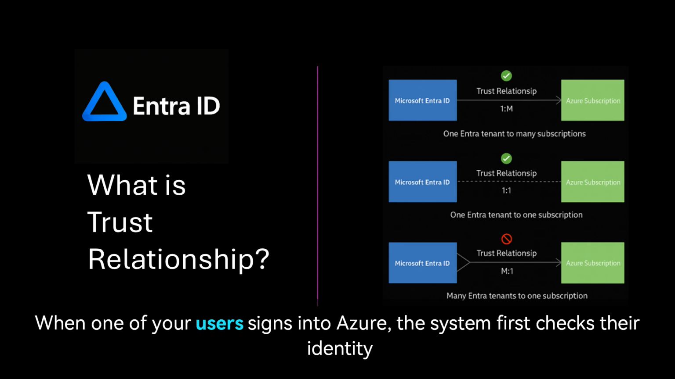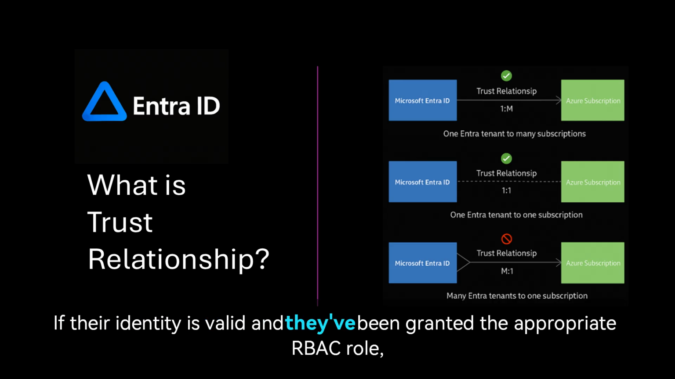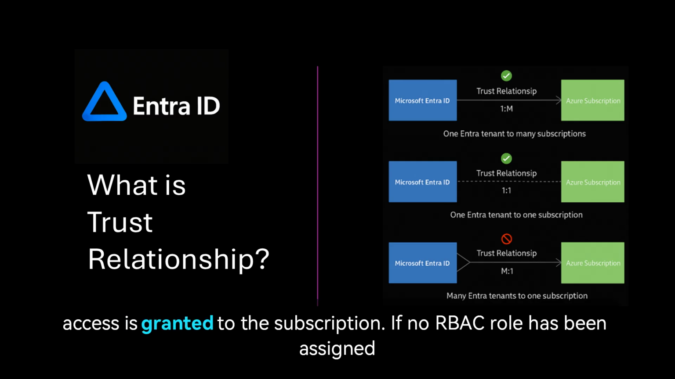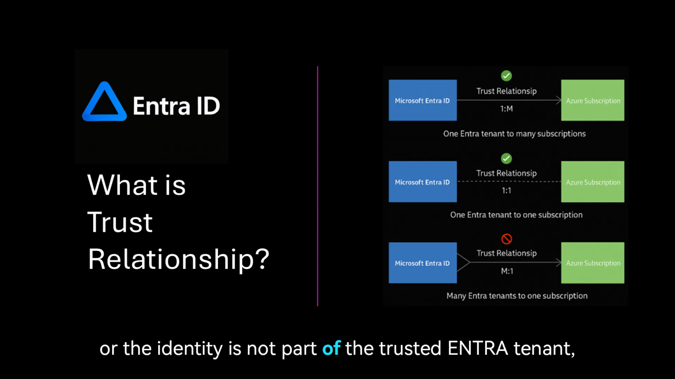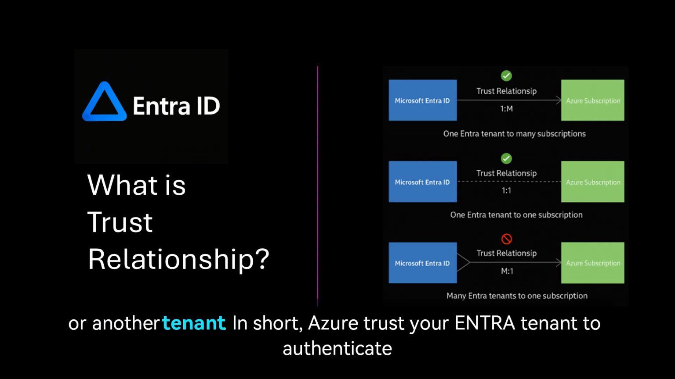When one of your users signs into Azure, the system first checks their identity against the linked Entra tenant. If their identity is valid and they've been granted the appropriate RBAC role, access is granted to the subscription. If no RBAC role has been assigned, or the identity is not part of the trusted Entra tenant, access is denied, even if the person is licensed in Microsoft 365 or another tenant.